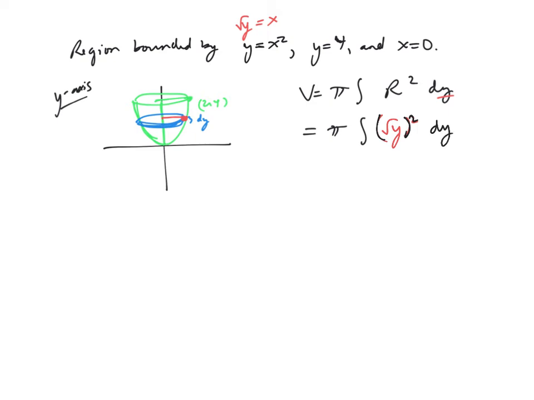And then my limits of integration, well, I'm starting at 0 and I'm going up to 4. Think about all those horizontal slices. So I'm going to go 0 to 4 for my limits of integration. So that is my y-axis.